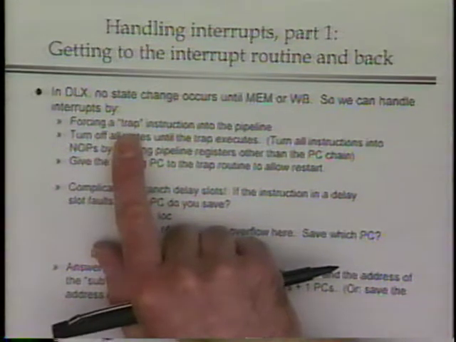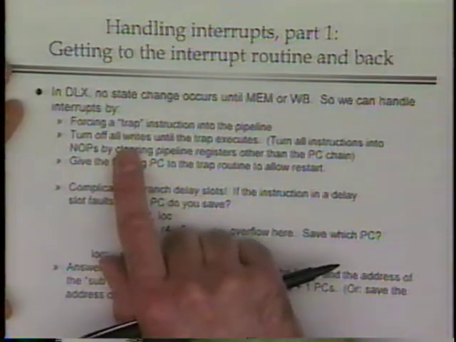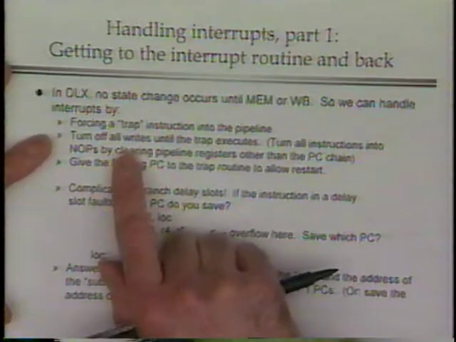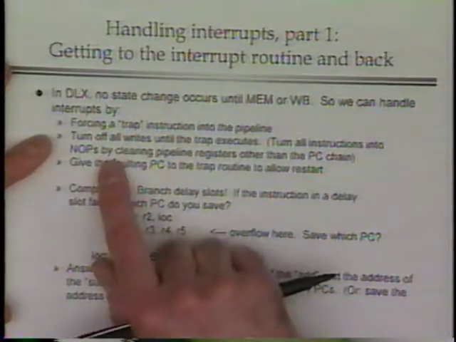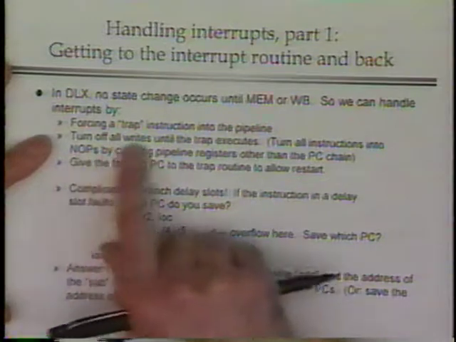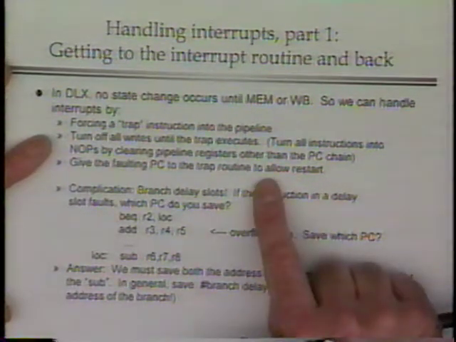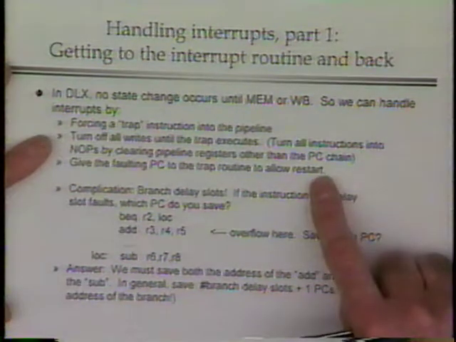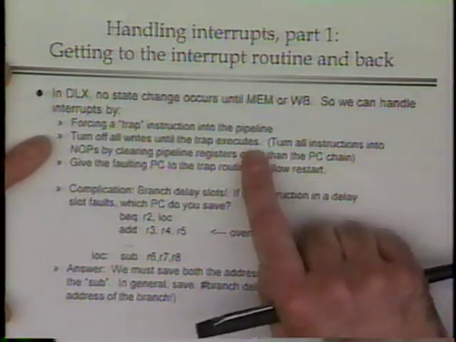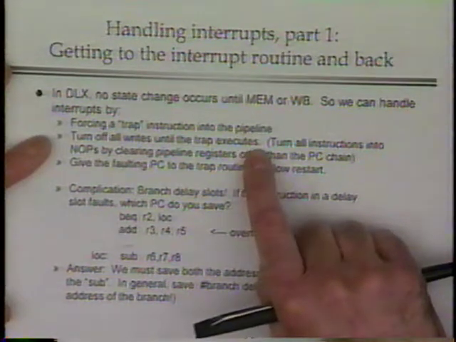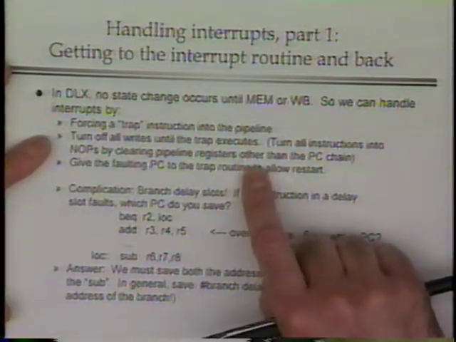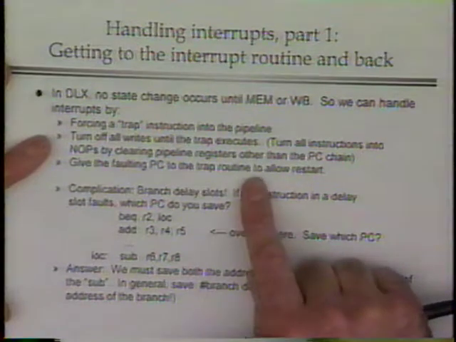Trap instruction is basically like a jump. We force a jump into the pipeline that didn't appear in the instruction stream, and then turn off all of the writes, or turn all of the remaining instructions into no-ops, and then just let the trap instruction filter down into the pipeline and eventually execute and jump to the interrupt routine. So all of the instructions which are in partial stages of execution but haven't yet done anything are instantly turned into no-ops, and we can restart them later.